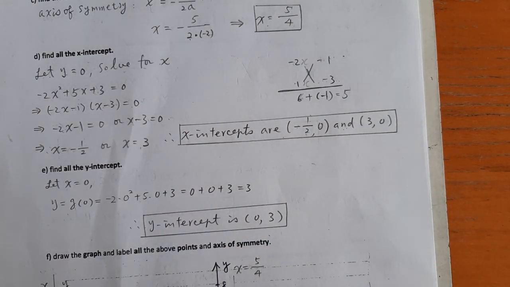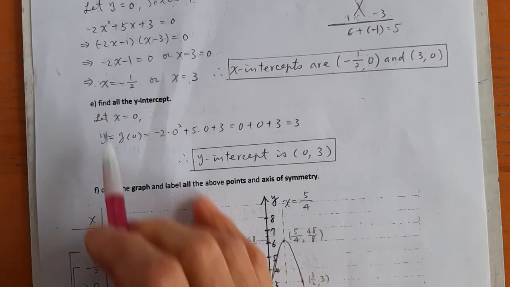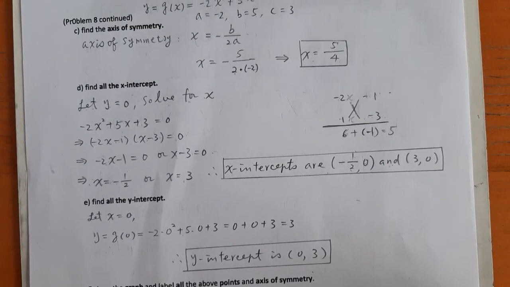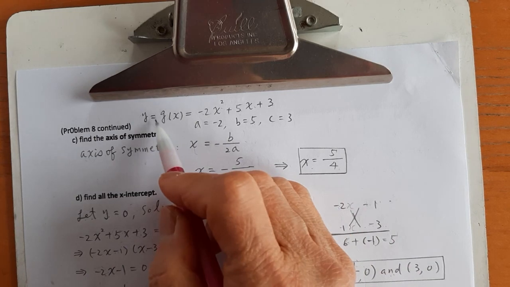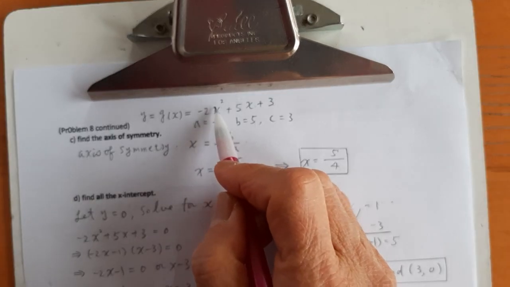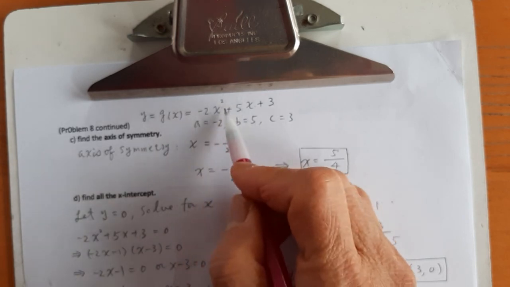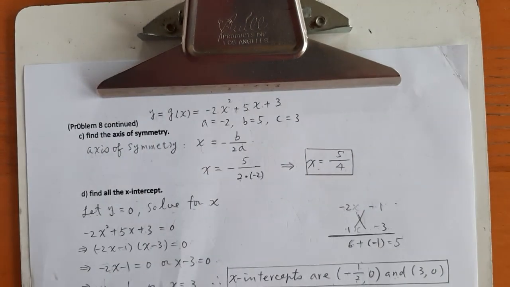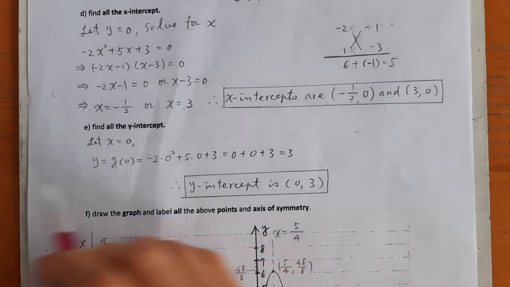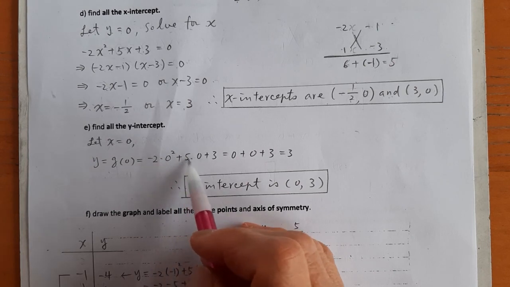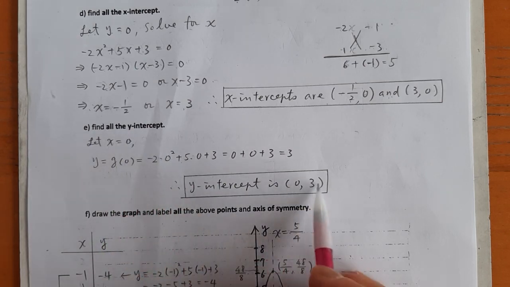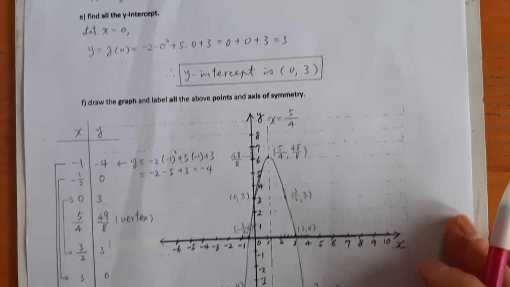That's the x-intercepts. And for the y-intercept, you let x equal 0 to get y. So you let x equal 0 and plug into the original function g of x. Here 0 squared times negative 2 is 0. Add 5 times 0 is 0. Add 3. So 0 plus 0 plus 3, so y equals 3. So the y-intercept is (0, 3). Then we can draw the graph.